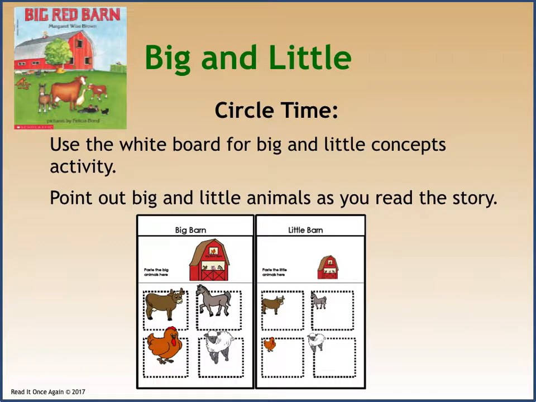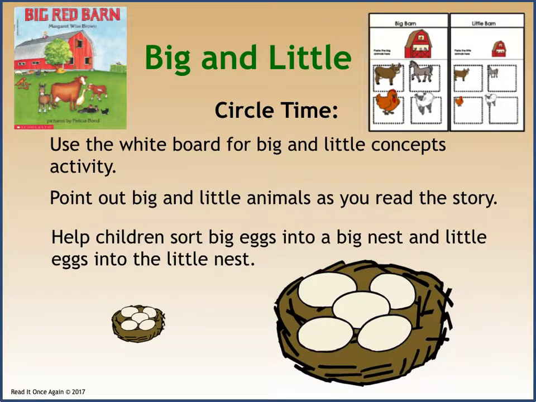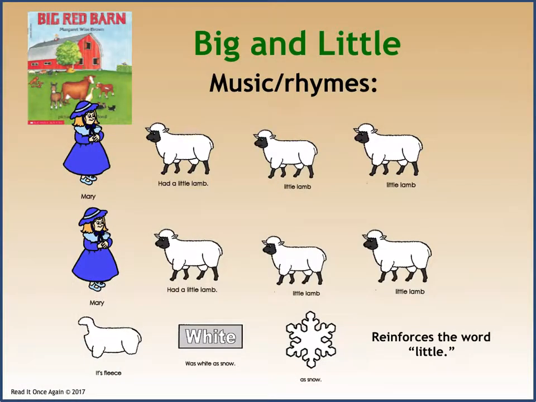Point out big and little animals as you read the story. After reading the story, provide a big nest and a little nest along with big and little eggs. Have the children identify if their egg is big or little and put it into the appropriate nest. In the music and rhyme section, you'll find the rhyme Mary Had a Little Lamb.